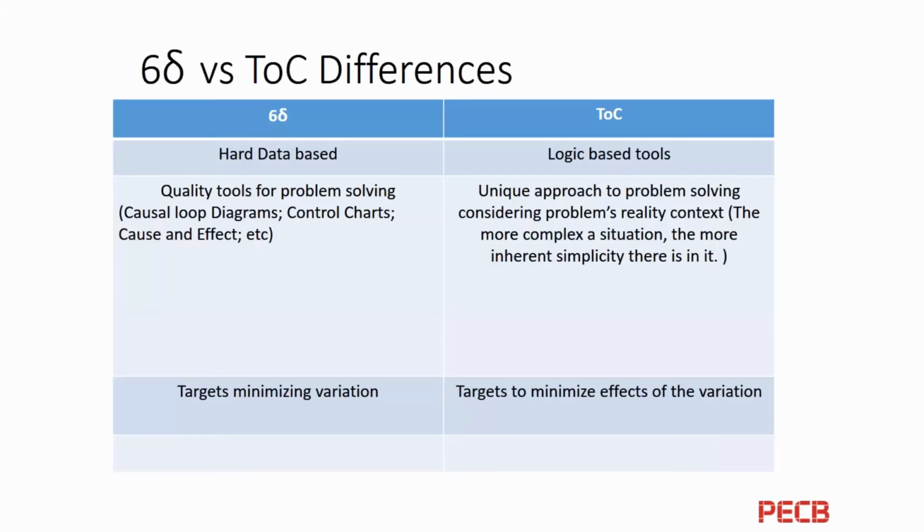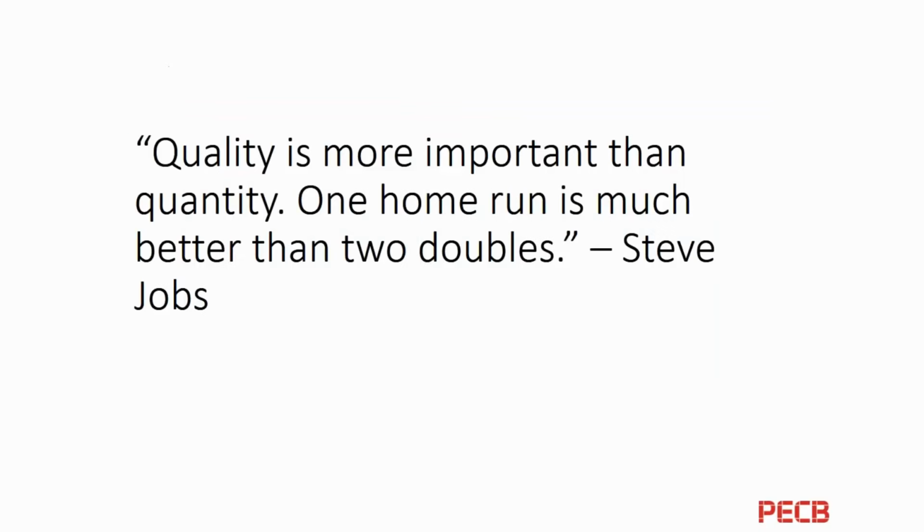The main difference is that Six Sigma targets to minimize the variation, while Theory of Constraints tries to minimize the effect of the variation upon the deliverable. Quality is more important than quantity. We were talking about this at the beginning, when I said that a lot of companies confuse quality with revenue. They measure revenue instead of customer satisfaction. And even when they measure customer satisfaction, that measurement is pretty superficial in my experience.